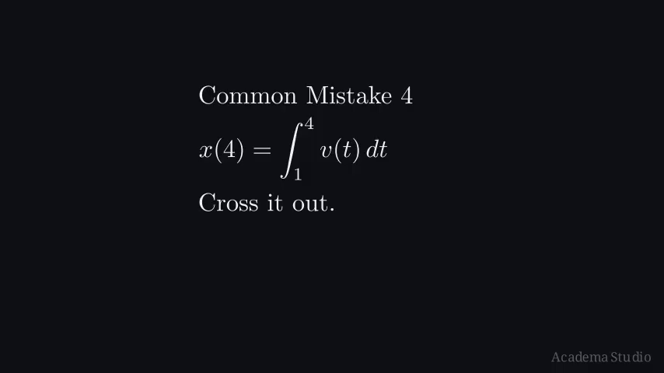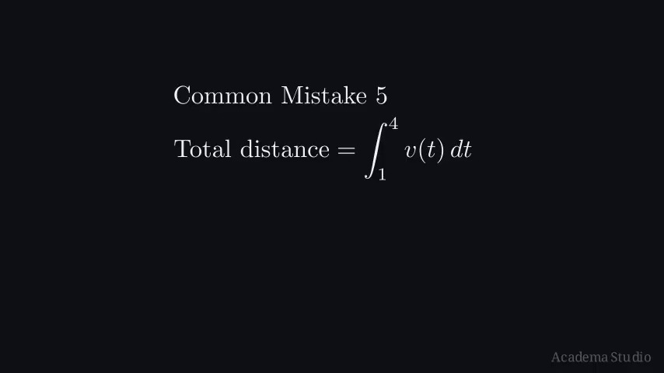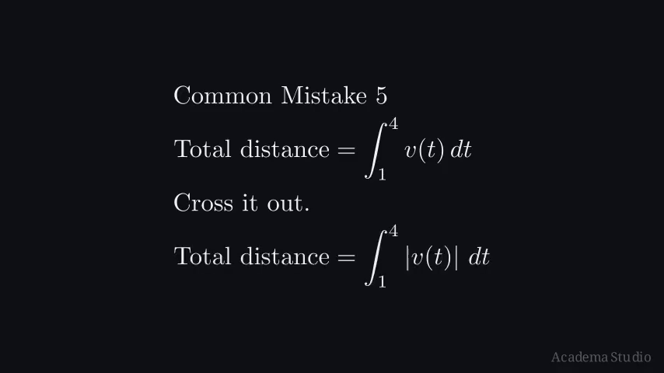Common mistake 4: x(4) equals the integral from 1 to 4 of v(t) dt. Cross it out. x(4) equals x(1) plus the integral from 1 to 4 of v(t) dt. Common mistake 5: total distance equals the integral from 1 to 4 of v(t) dt. Cross it out. Total distance equals the integral from 1 to 4 of the absolute value of v(t) dt.